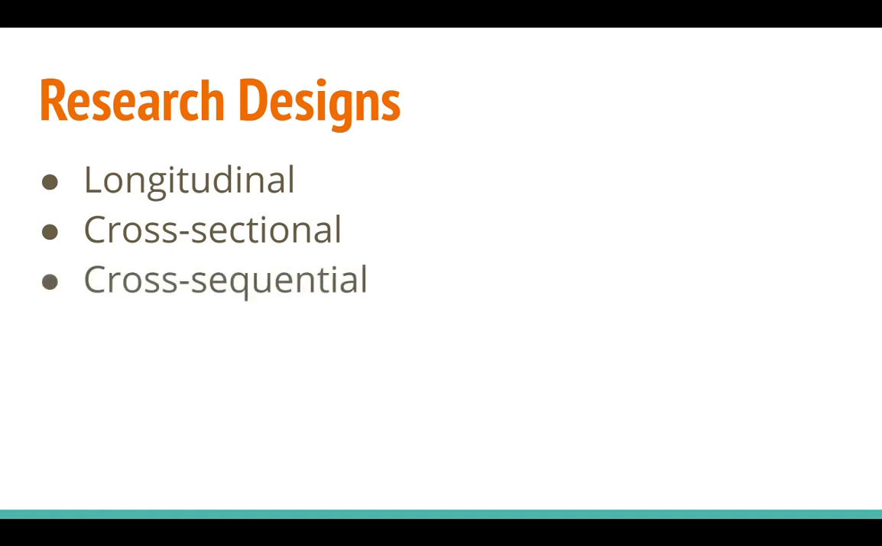A mix between the two is called a cross-sequential. These are rarer. You have multiple groups, but you look at them over time. So maybe you have a group of 4, 6, and 8-year-olds, and you measure them each over a period of 2 years. So that would be cross-sequential. It averages the pros and cons of the other two research designs. In psychology, you'll most likely see longitudinal and cross-sectional. Cross-sequential is rarer.